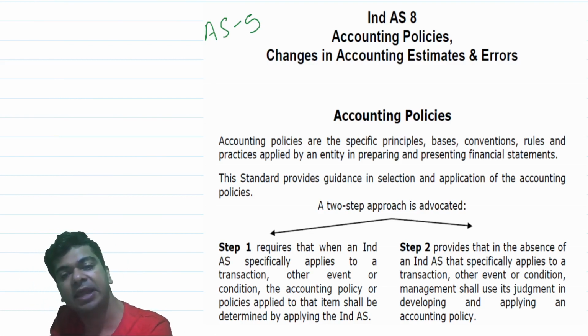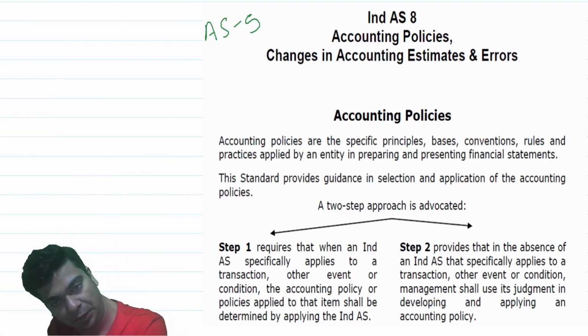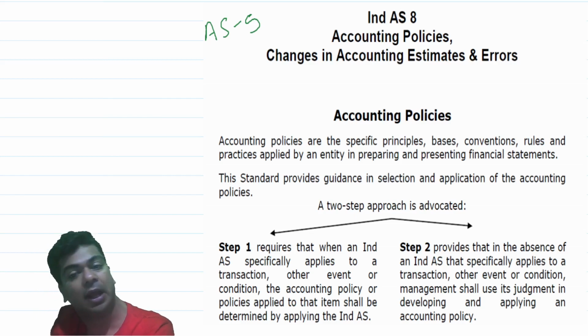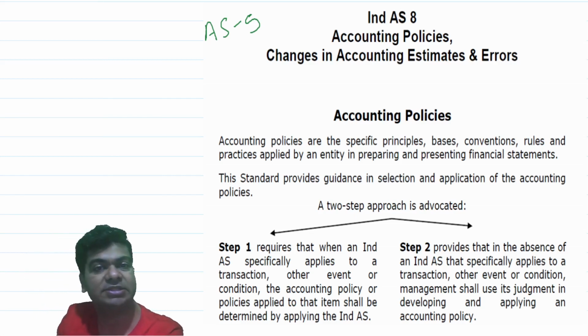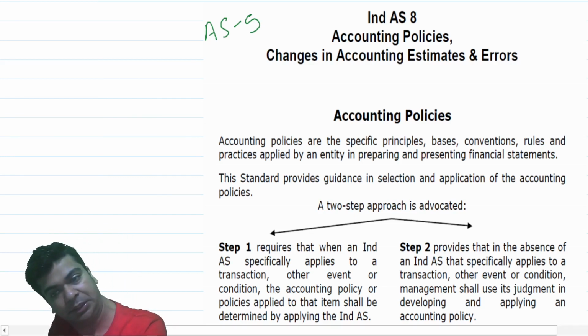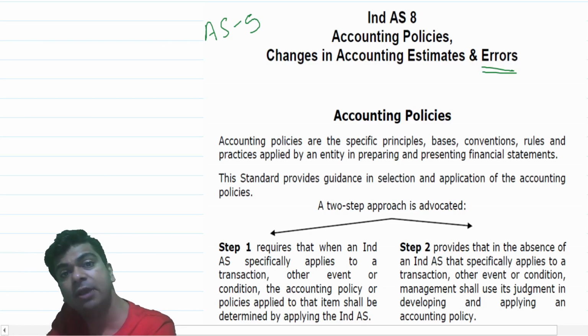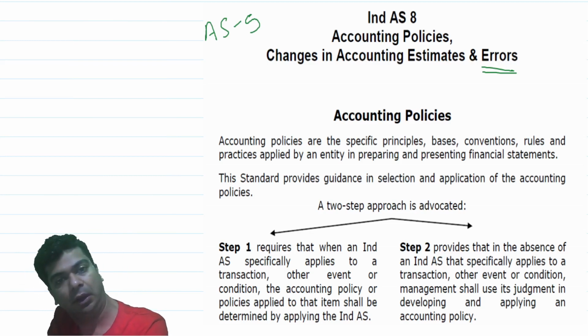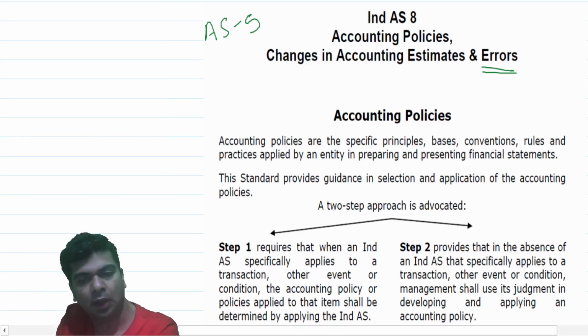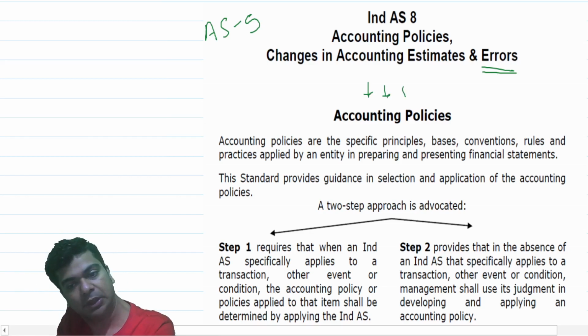There are 3 segments in the Ind AS 8. The first segment will deal with accounting policies. The second segment will deal with accounting estimates. And the third segment, in the title they are simply saying errors, but this is nothing but prior period errors, which in Accounting Standard 5 we are calling as prior period items, isn't it? Let us start with the first segment, and that is with respect to the accounting policies.